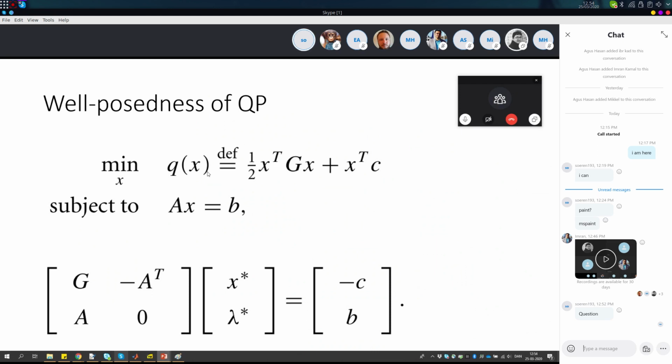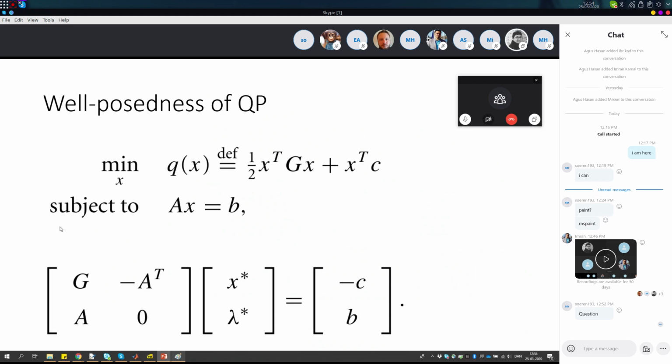Back to the Hamiltonian. So you have the Hamiltonian, and then you calculate the gradient of it, and then you will get the first equation here, which is G times X minus A transpose times lambda equal to minus C. That is the condition from the first optimality condition. And then the second optimality condition is basically the constraint itself. So A times X equal to B. Okay. So this is from the optimality condition.